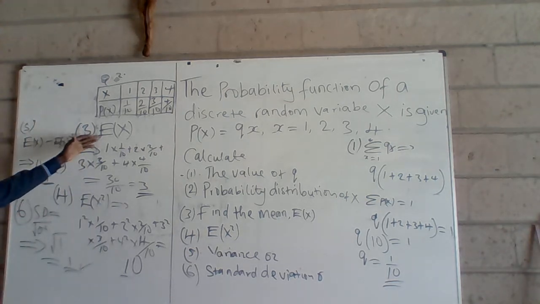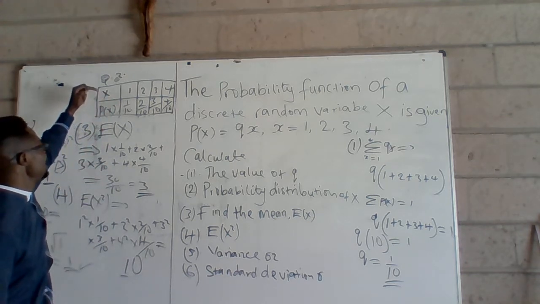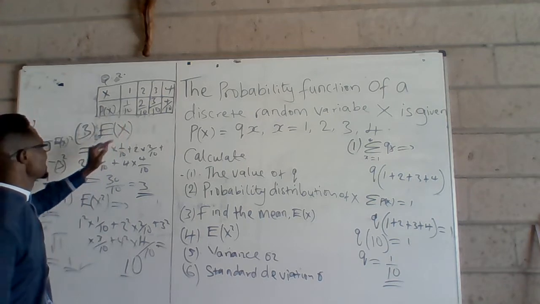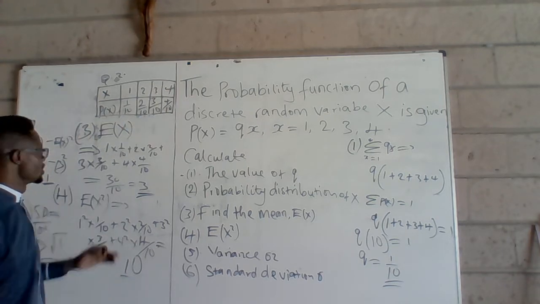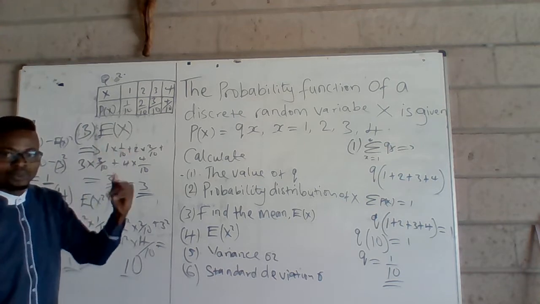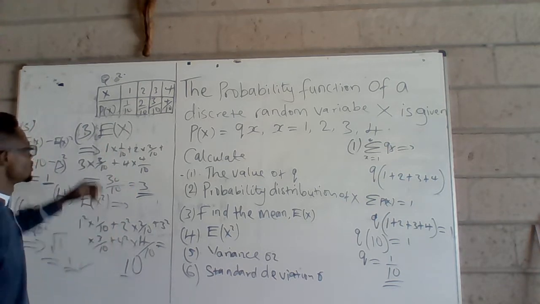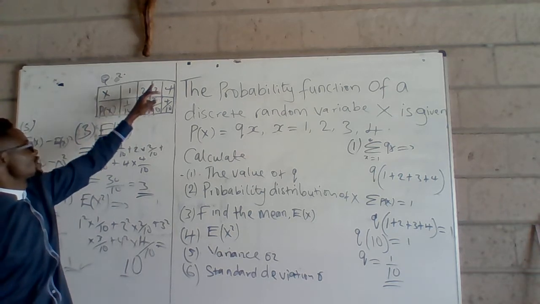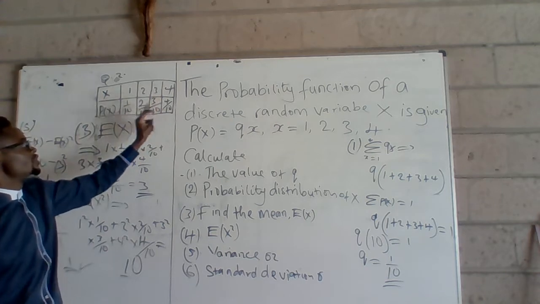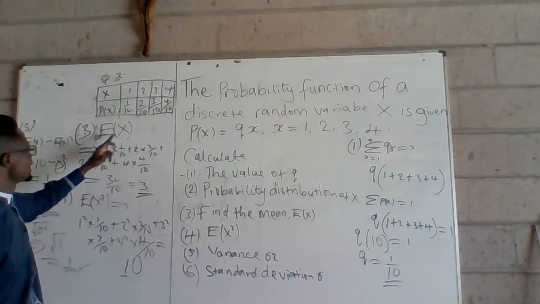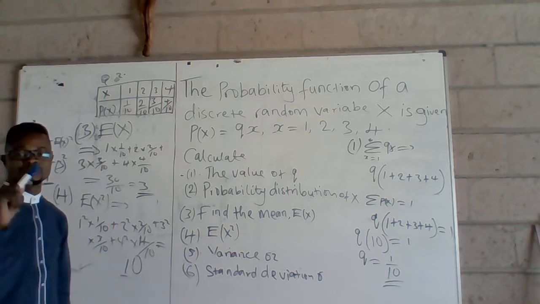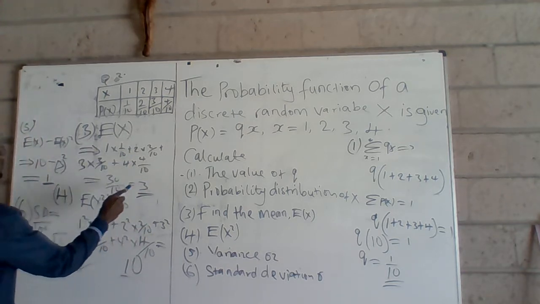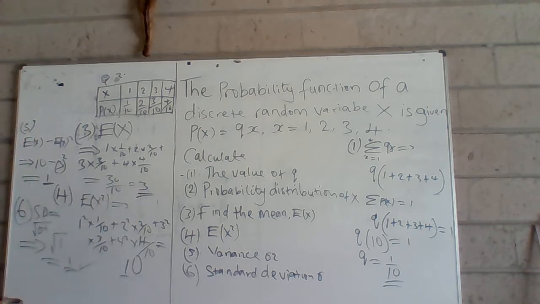Now, the third one, we have to find the expected value. And for the expected value, you simply multiply x with the probability of x and then add the products. So that is what we have done. We add their products after we do our multiplication. So it is 1 multiplied by 1 over 10, plus 2 multiplied by 2 over 10, plus 3 multiplied by 3 over 10, plus 4 multiplied by 4 over 10. And that gives you the expected value, or what we call the expected mean of this probability, which is equal to 3.